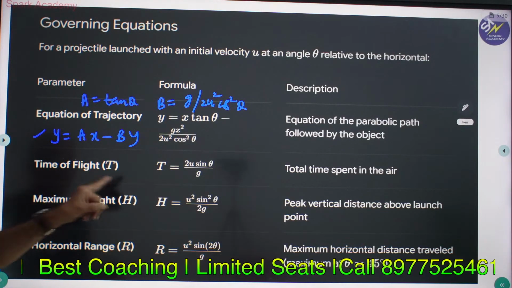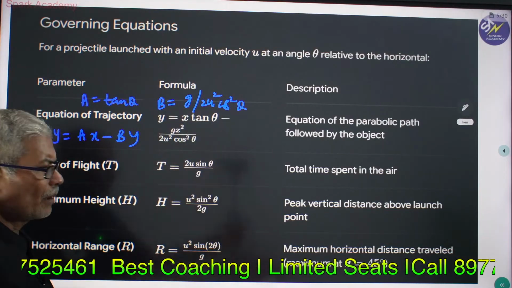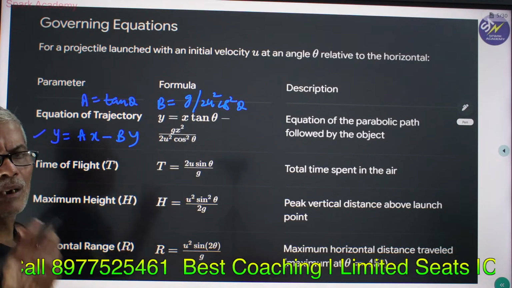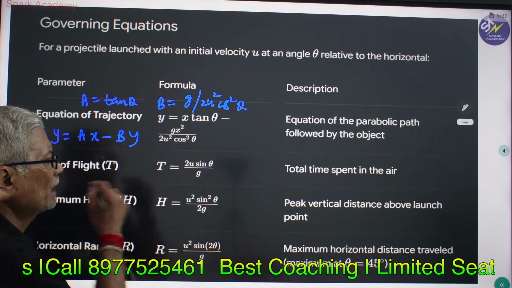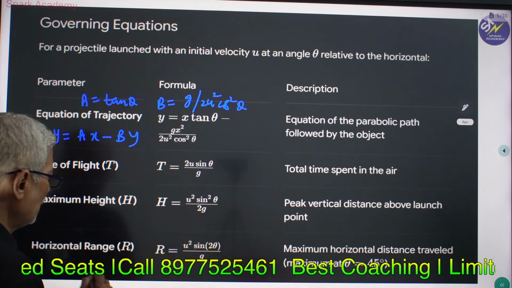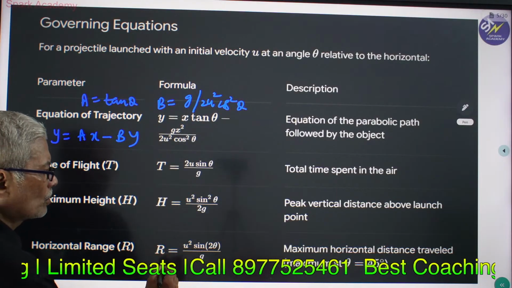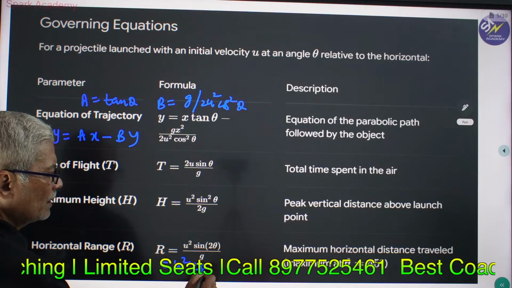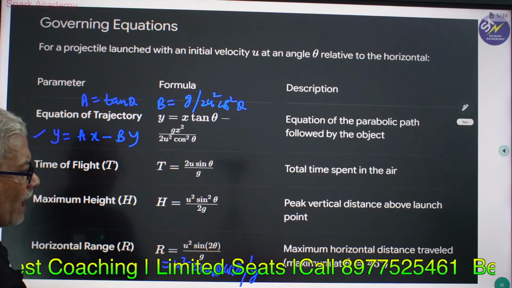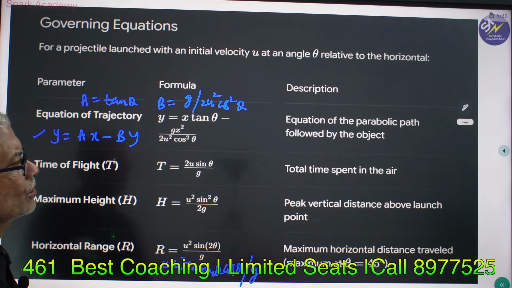Okay. Time of flight is 2u sin theta by g. Going up it is u sin theta by g, coming down it is u sin theta by g, so u sin theta by g plus u sin theta by g will be 2u sin theta by g. And maximum height reached is u square sine square theta by 2g, and horizontal range is equal to u square sine 2 theta by g, or it will be u square into 2 sine theta cos theta by g. Sometimes you have to write in this particular format, because they may give sine or cos theta, and you may have to find out sine theta and substitute.